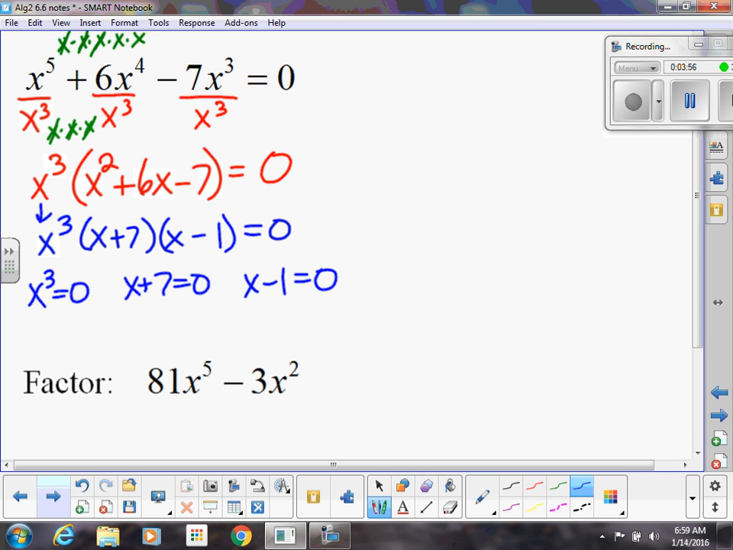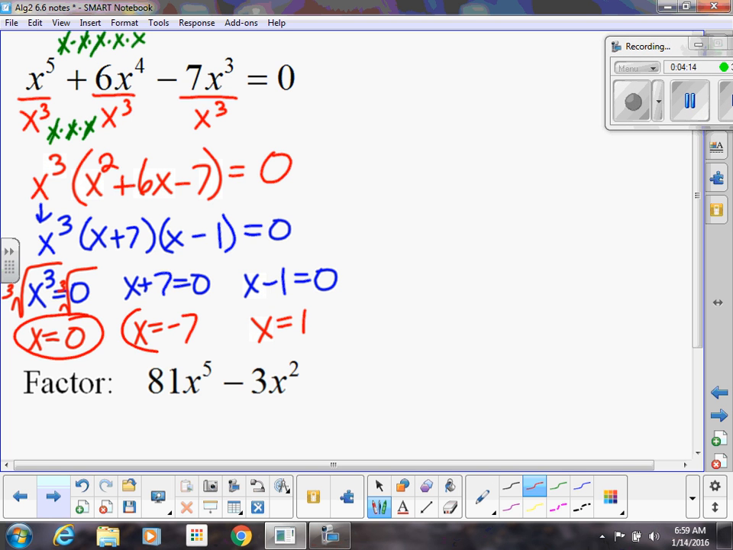Now if I solve for x cubed, I'm going to do the opposite. I'm trying to cancel the cubed, and that's doing the cube root. The cube root of 0 is just 0. Then subtract the 7, and I get x equals negative 7. And add the 1, and I get x equals 1. So here I'm getting three answers. And then we'll save this factoring for in class, so don't worry about that for right now in your notes.